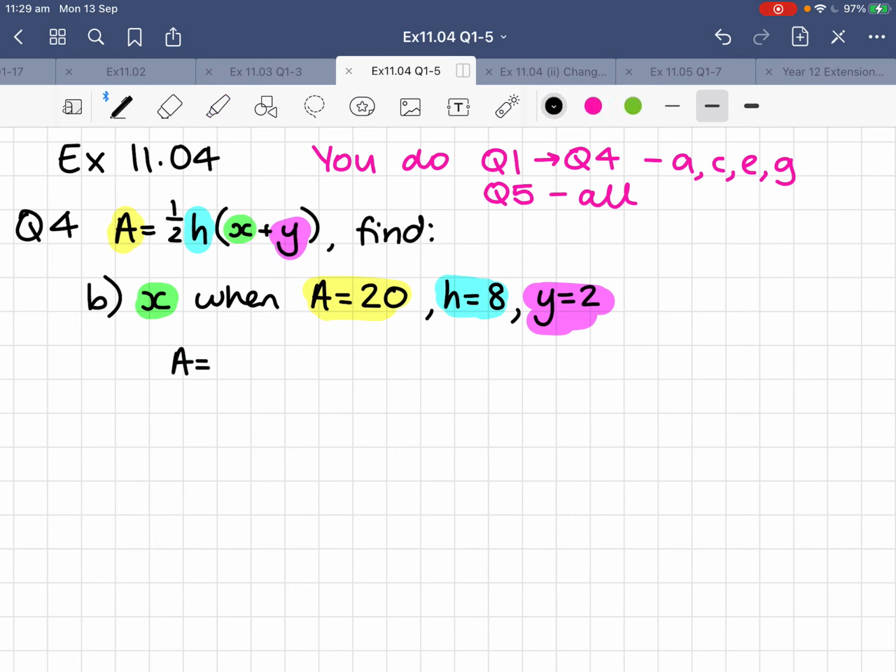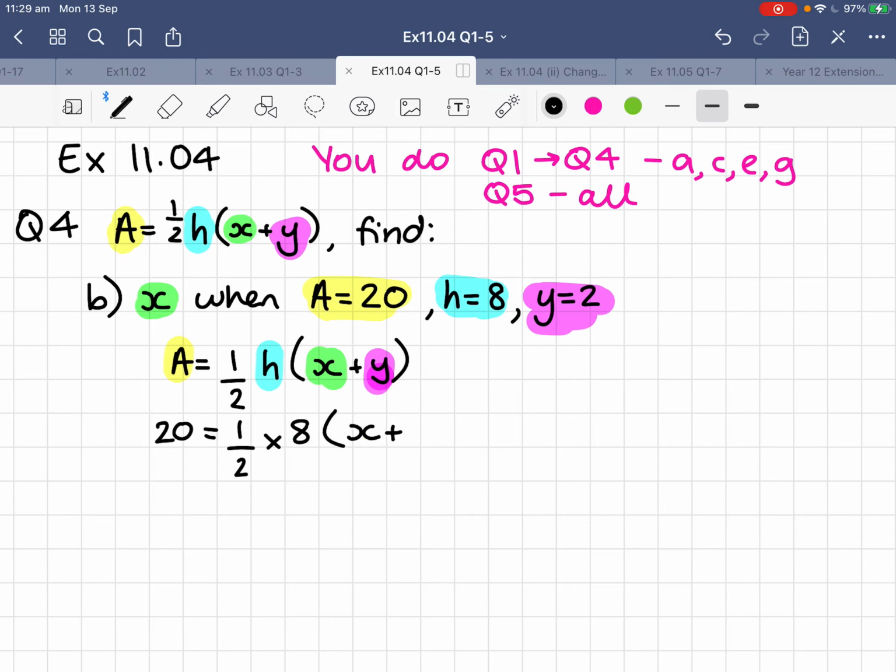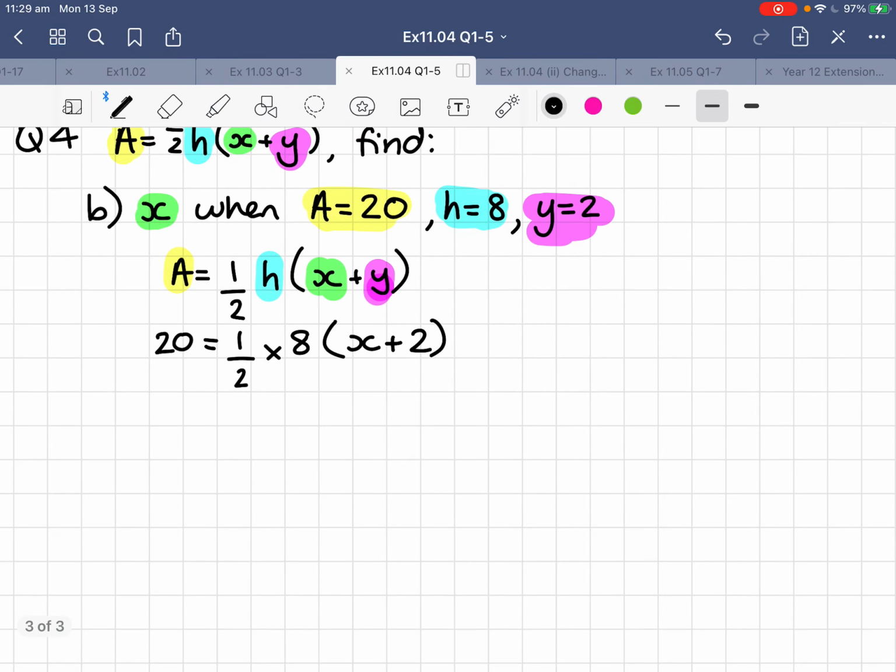So A equals a half h bracket x plus y, and highlight one last time just to make sure that I know where my values are going. My x. Okay, so I know that my A is my yellow, which is 20, equals a half times my h, which is 8, bracket my x, I don't know, plus my y, which is 2. So the first thing I'm going to do here is go, what is a half times 8? So we have 20 equals a half times 8 is 4, bracket x plus 2.